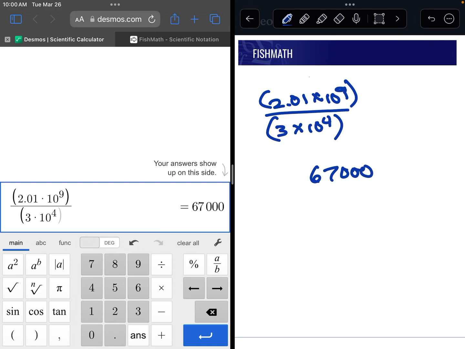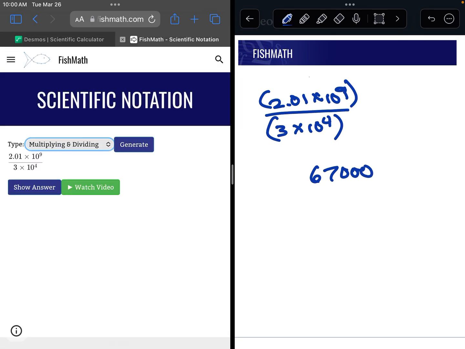67,000. And then to put our final answer in scientific notation, we're just going to take that decimal on the end. We're going to move it in between 1 and 10. So we're going to move it 1, 2, 3, 4 times. So 6.7 times 10 to the 4th will be our answer.